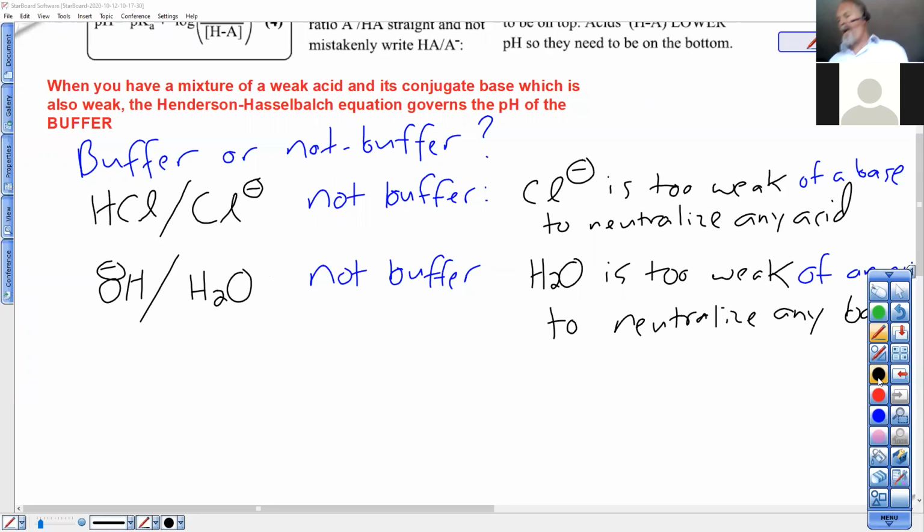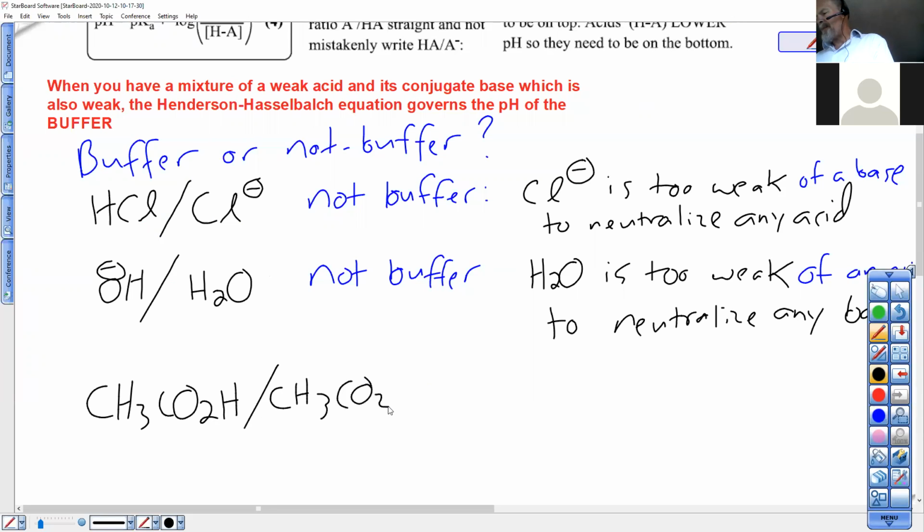Well, here's a very common buffer, a mixture of acetic acid and its conjugate base. Came up earlier, we called it acetate. What's the pKa of acetic acid? It's 5, which means it's weak. What's the pKb of the conjugate base? Oh, it's also positive, which means it's weak.